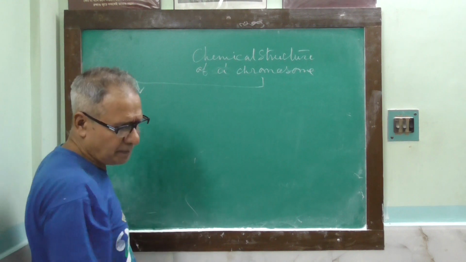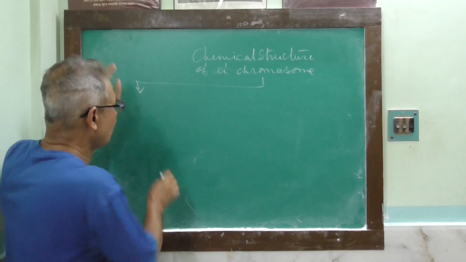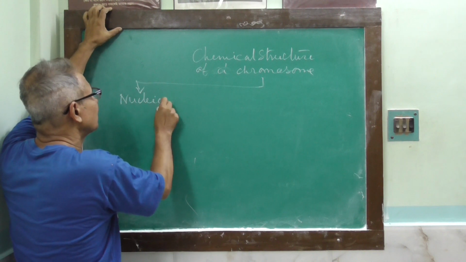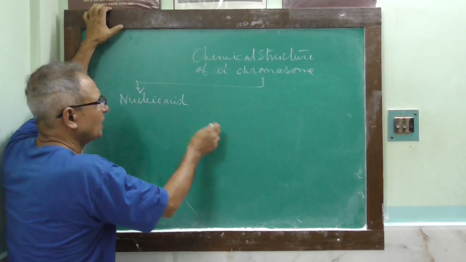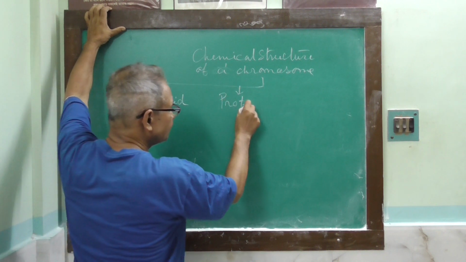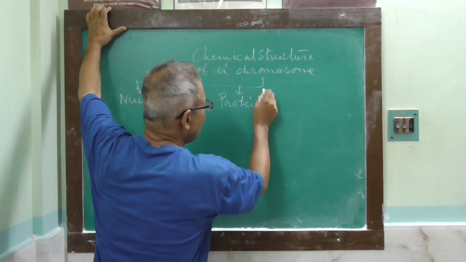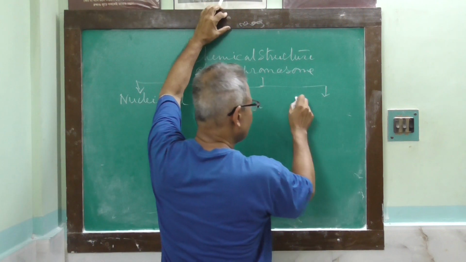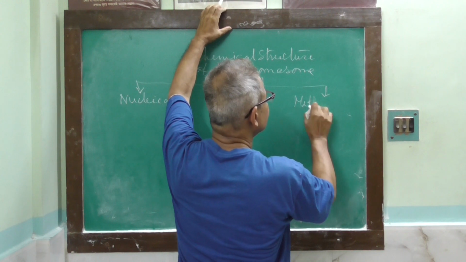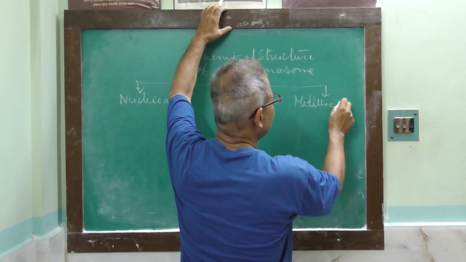Chromosome consists of the following parts. Number 1, nucleic acid. Number 2, protein. Number 3, metallic ions.